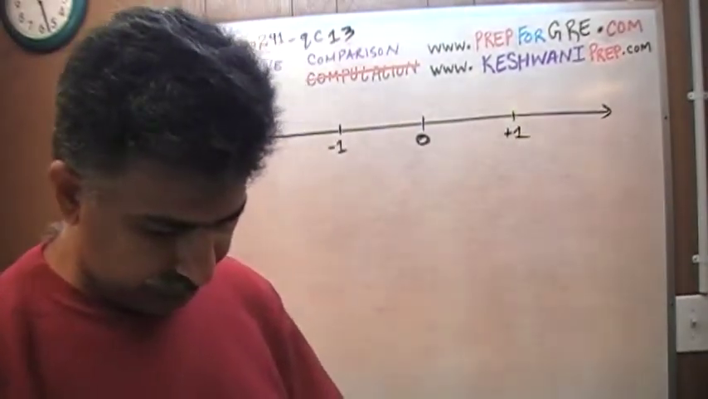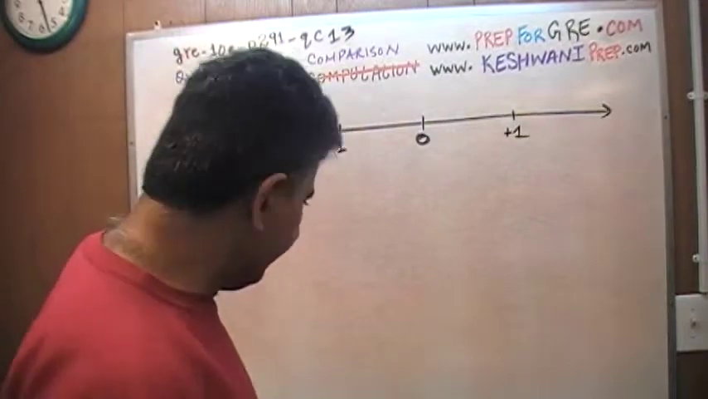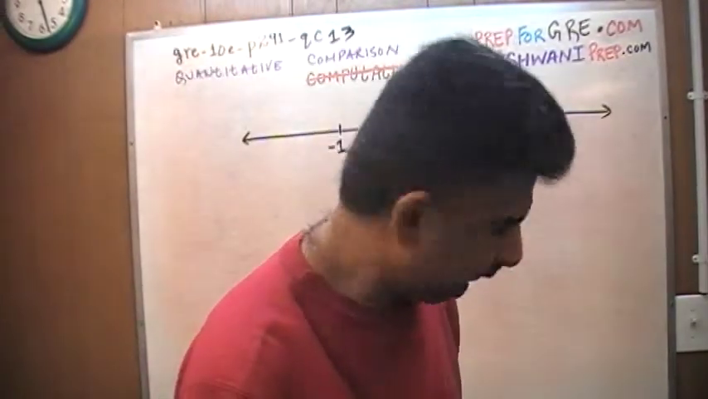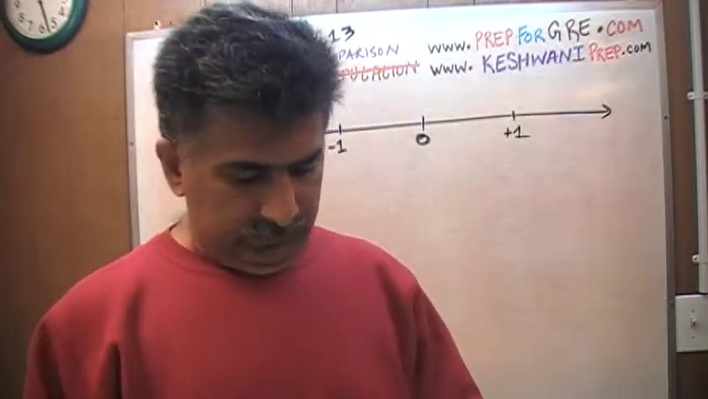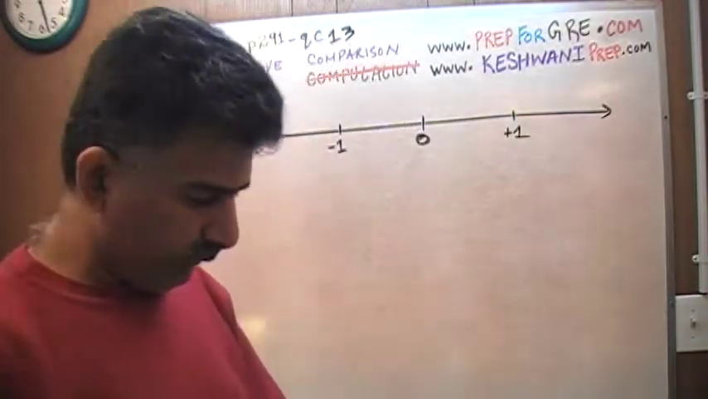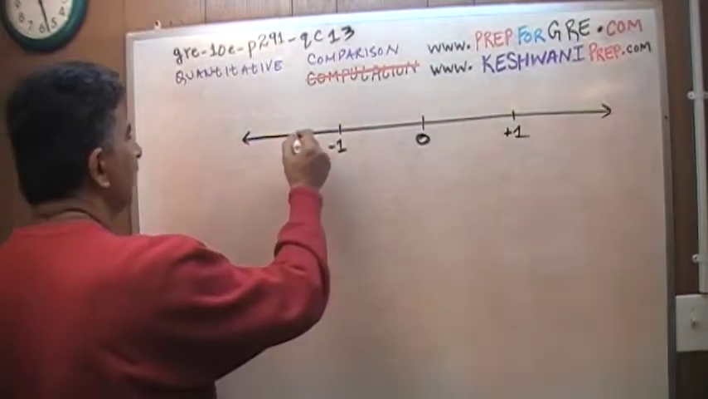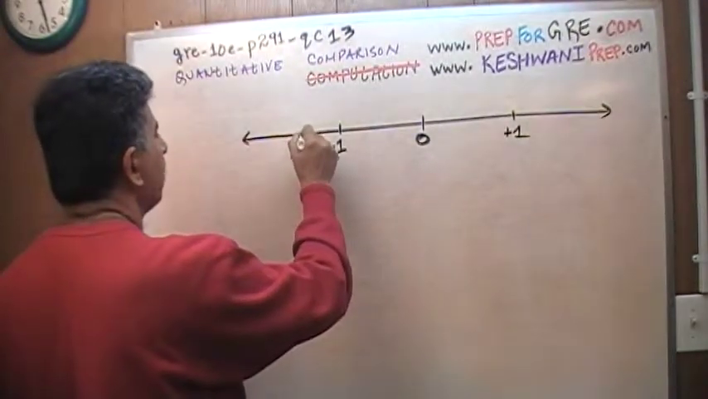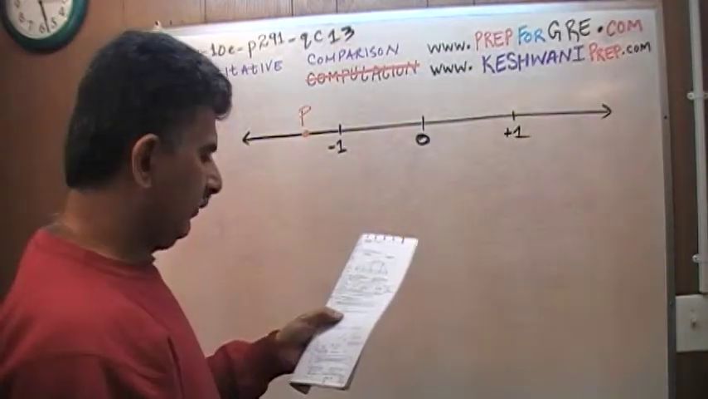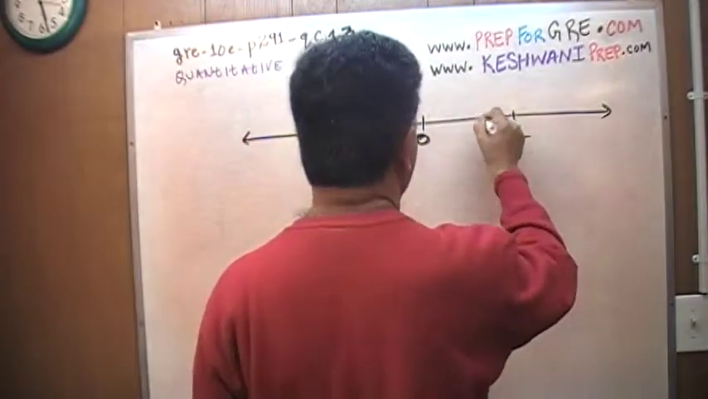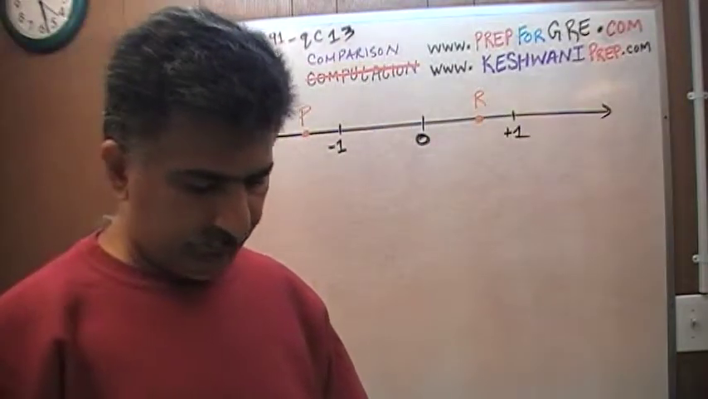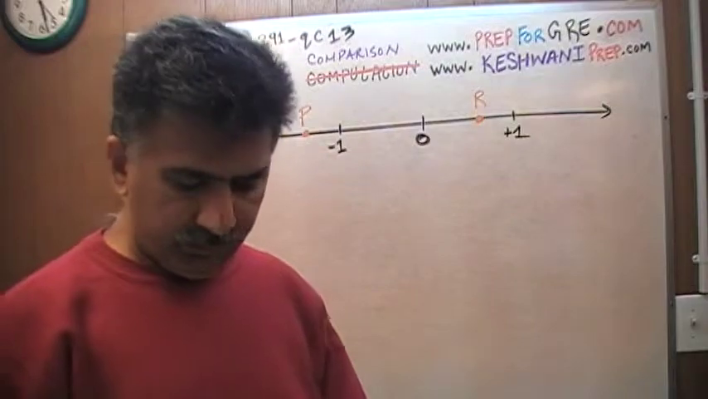Let's locate them. I'm going to do them in a different ink. Anyway, P is to the left of -1, right here somewhere. There's your P. And R is between 0 and 1. It doesn't really matter where it is. And they want you to compare these two quantities here.